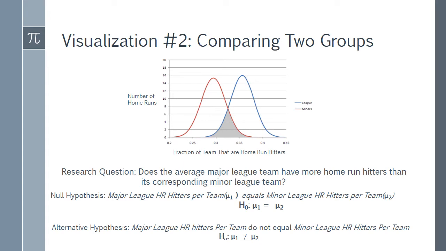So the research question is does the average major league team have more home run hitters than its corresponding minor league team? So here we would set up the null hypothesis is that the major league home run hitters per team equals the minor league home run hitters per team. And so we would assume that there is no difference between the 2 currently until we run our test. Of course, the alternative hypothesis that we're wanting to prove is that major league home run hitters per team do not equal minor league home run hitters per team.